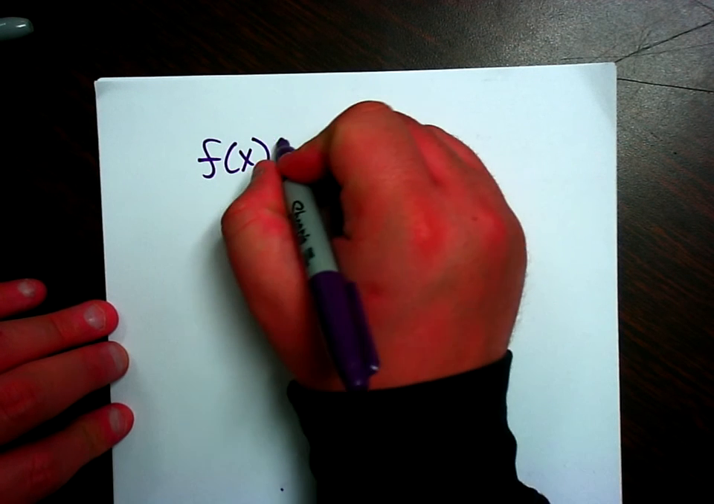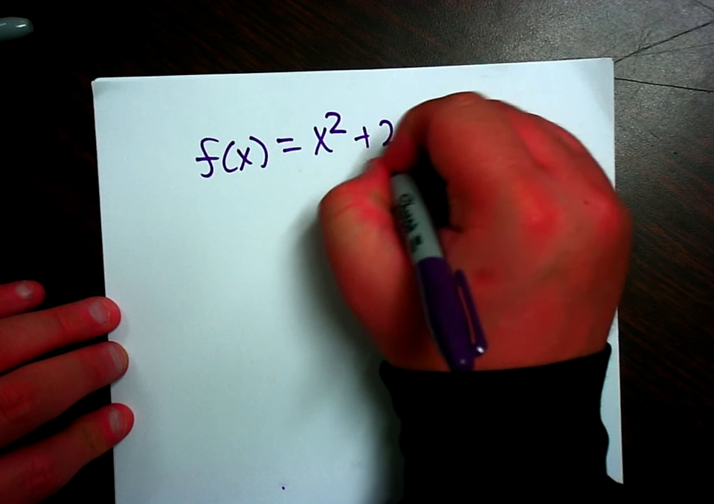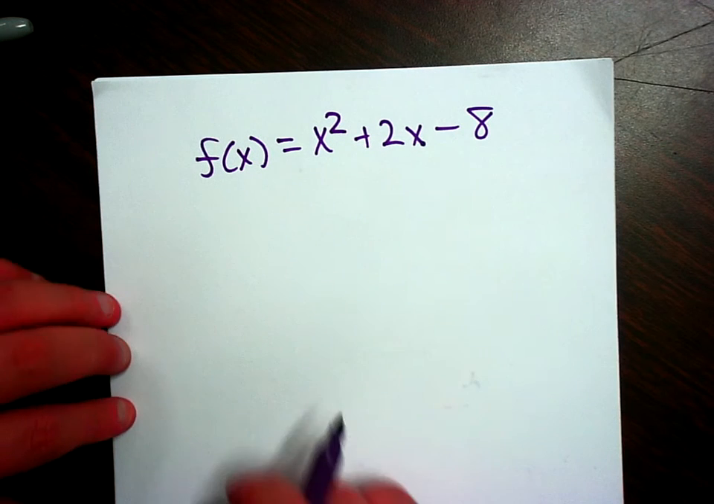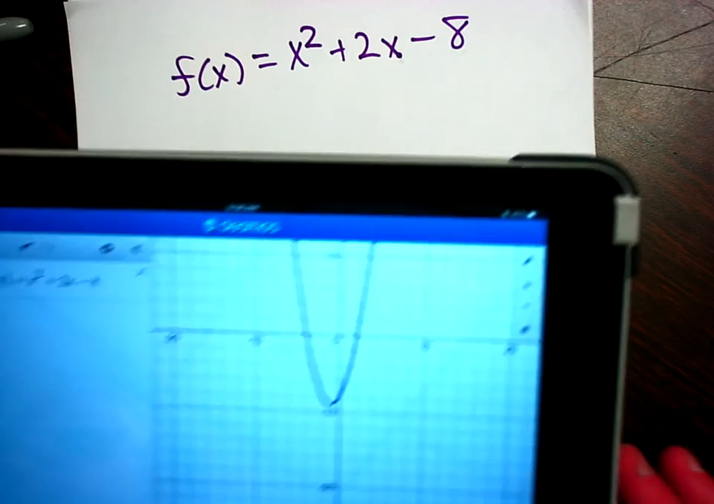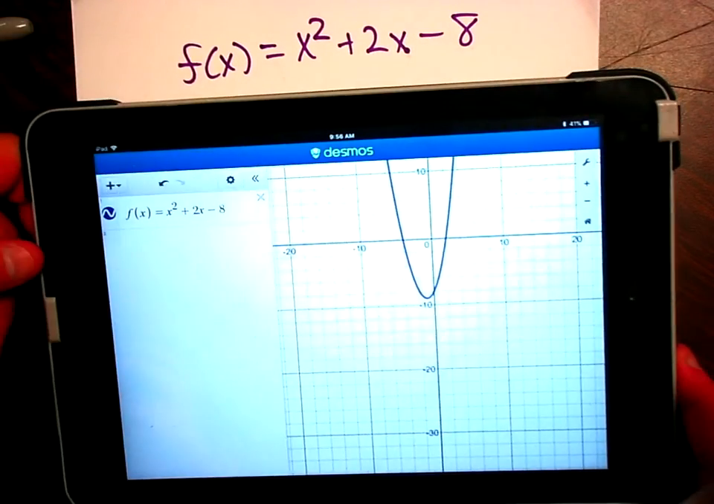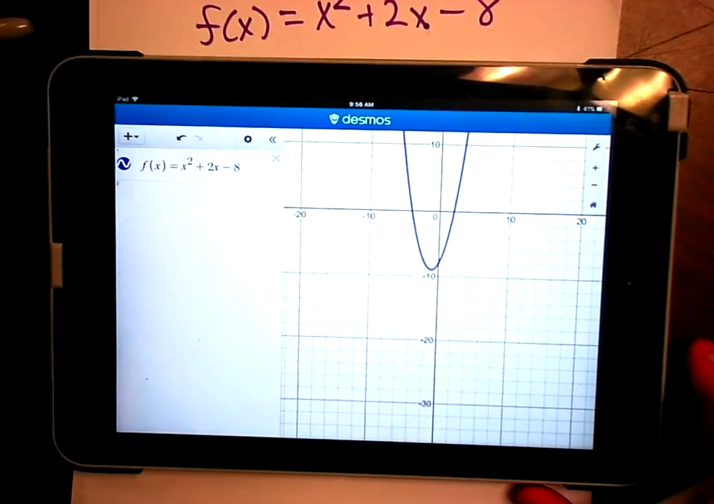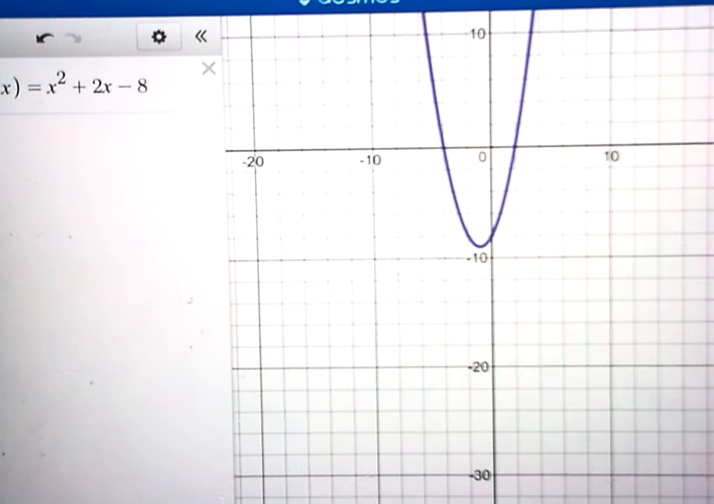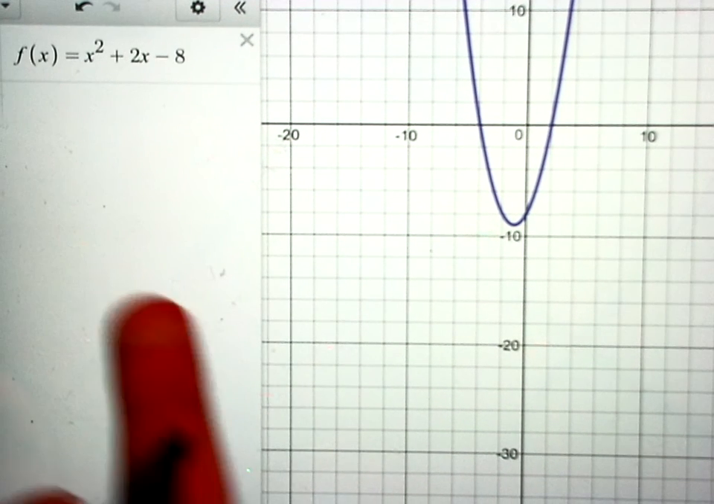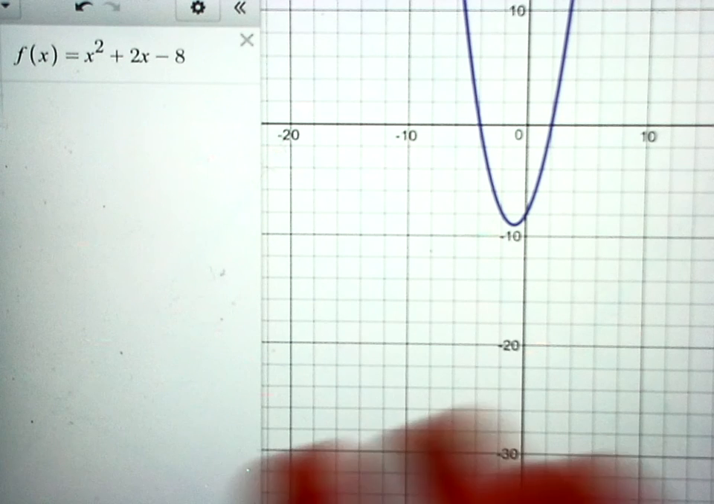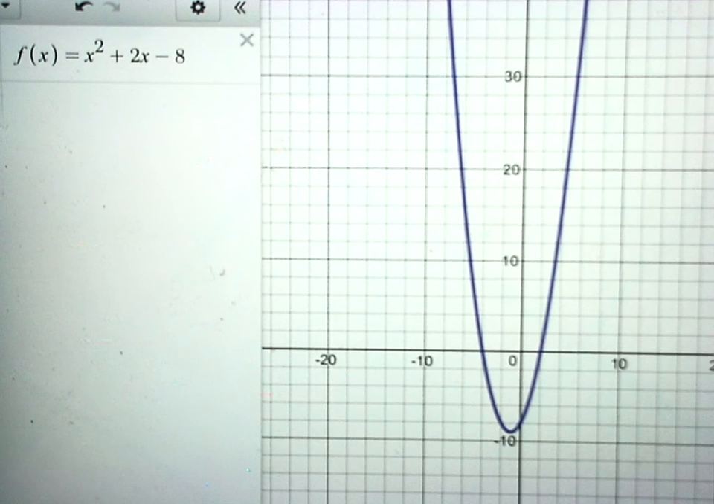f of x equals x squared plus 2x minus 8. And what I'm going to do is graph this in Desmos, and we're going to take a look at this graph. So here's the graph in Desmos. Let me zoom in. Okay, there's the graph in Desmos. And you can see here I have the function typed in exactly as I see it. And here's my graph. Okay, it gives you this kind of curve on it.